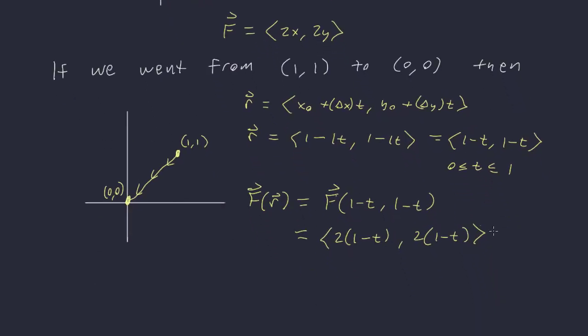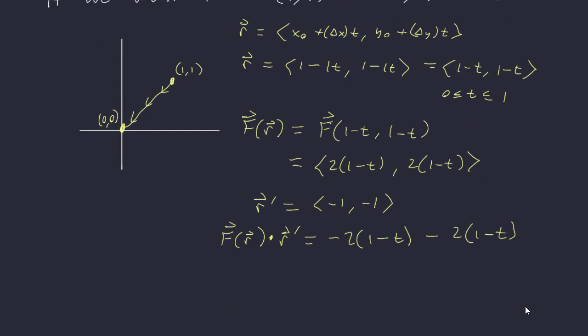Okay. All right, and then our r prime, right? We need that as well. R prime will just be negative 1, comma negative 1. And I'll go ahead and do it ahead of time here. F of r dotted with r prime. That's going to be this vector dotted with this vector, so it will be negative 2 times 1 minus t minus 2 times 1 minus t. All right, so it will be negative 4 times 1 minus t, or negative 4 plus 4t.